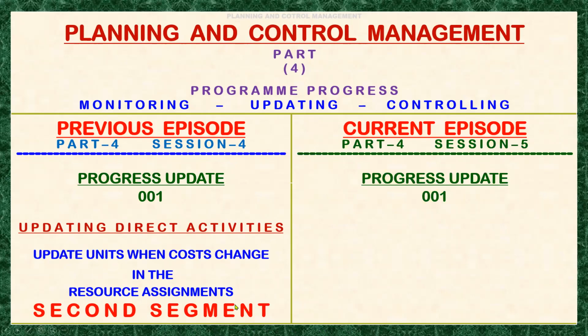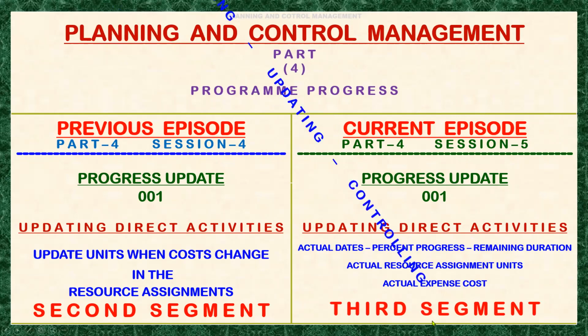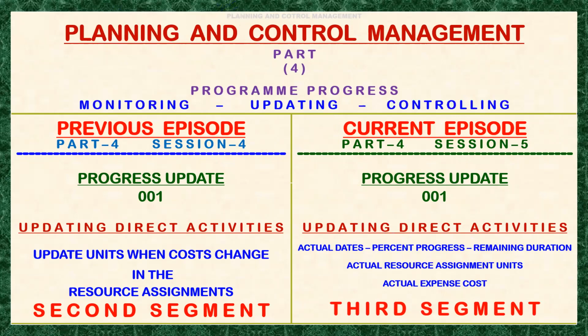Now our current episode is Part 4, Session 5, the same subject, and the main topic is updating direct activities. And here are the details of the topic: actual dates, updating actual dates, percent progress, remaining duration, actual resource assignments. Actually, there should also be, I forgot, actual expense cost. And this is our third segment. Okay, let's move forward.